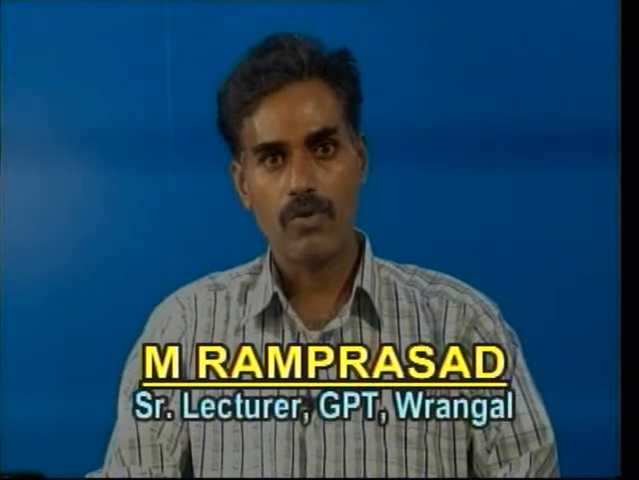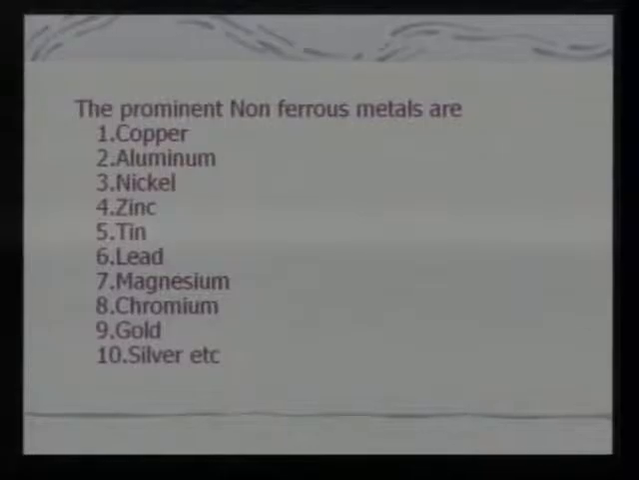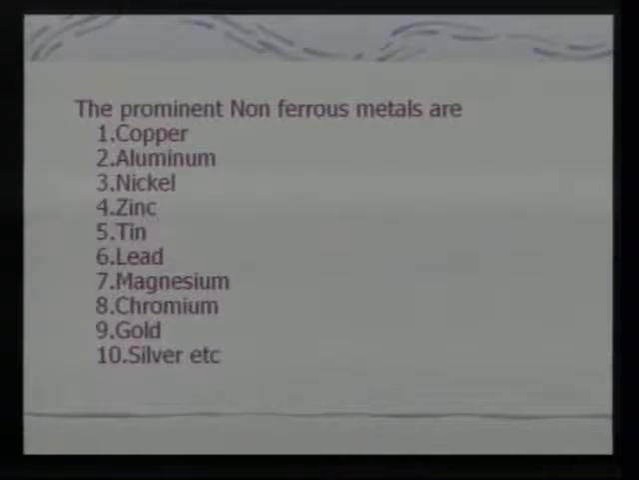Why can't we have cast iron or mild steel ornaments? Because of human comfort and compatibility, corrosion resistance, appearance, etc., they are made with gold and silver, that is non-ferrous metals and alloys which do not contain iron as main constituent. The prominent non-ferrous metals are copper, aluminium, nickel, zinc, tin, lead, magnesium, chromium, gold, silver, etc.